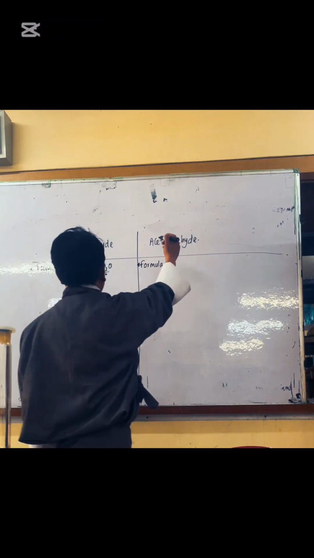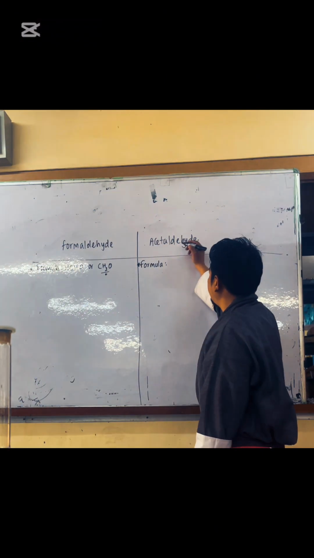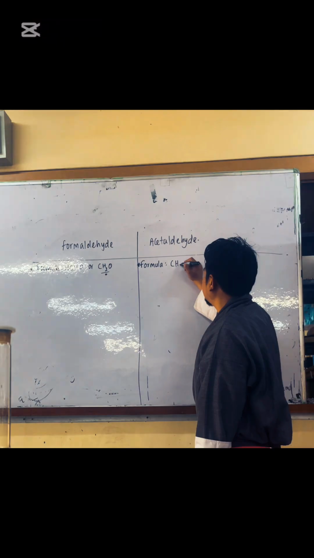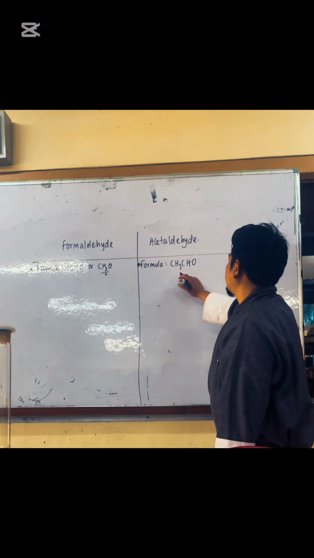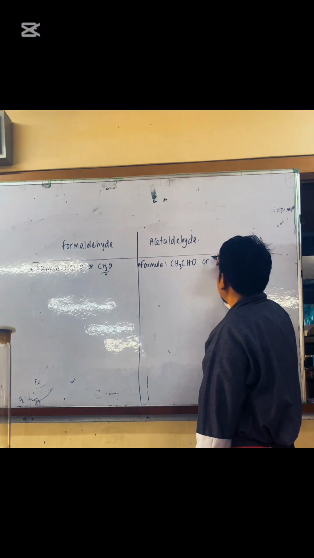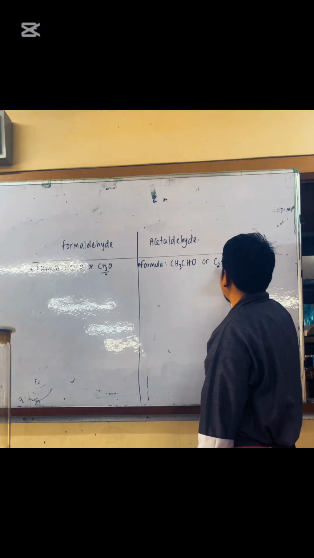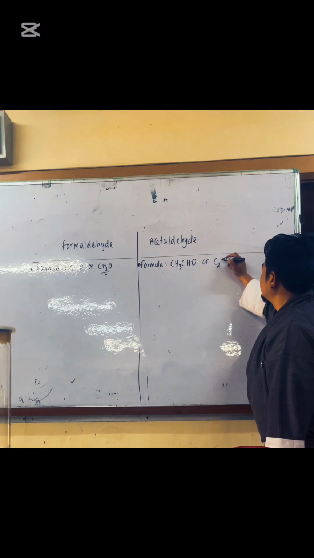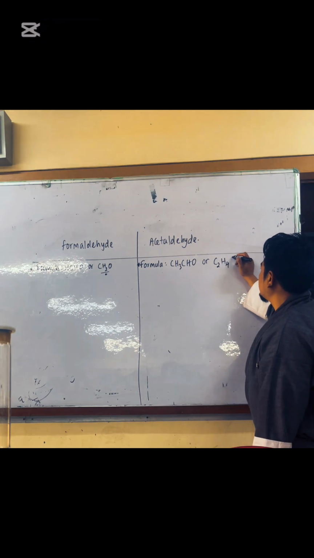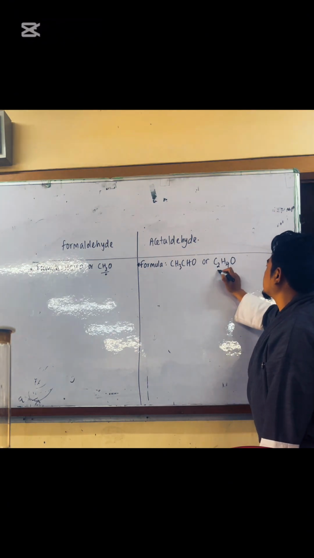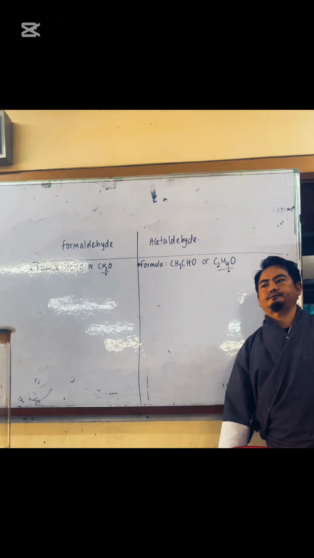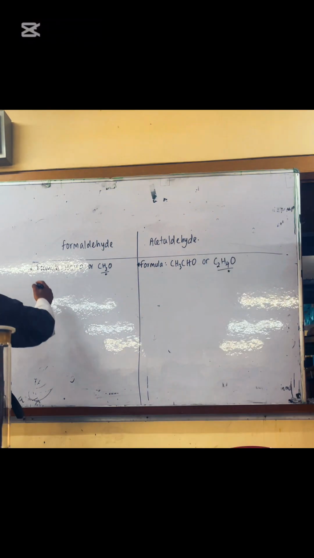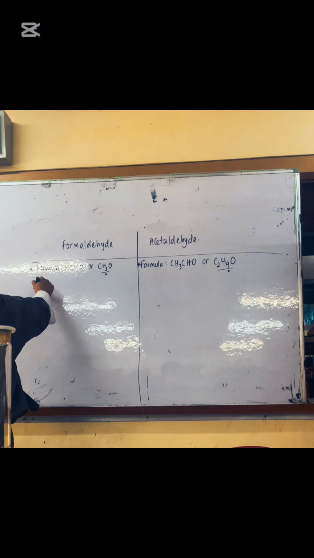So here again the formula. We are going to write down the formula for acetaldehyde, that is CH3CHO. This is the normal formula that we did, but in the questions they use this formula C2H4O. There are 2 carbons, 4 hydrogens and 1 oxygen. If this formula is given to you in the question, then remember it is acetaldehyde. Okay. This one is structural formula.